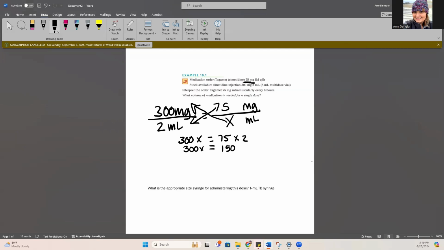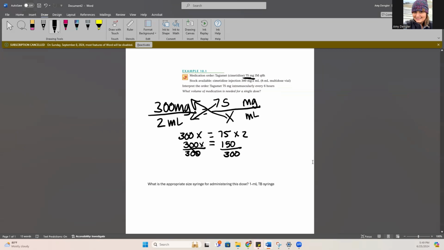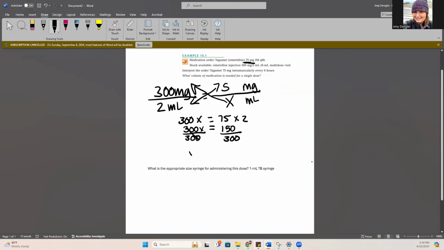All right, now I want to solve for x. That's what I'm trying to find out, how many milliliters. So I want to get that alone. So to do that, I have to divide this side by that number, 300. And then I also need to do it on this side as well. So I want to do it to both sides. And over here, all we have left is x.